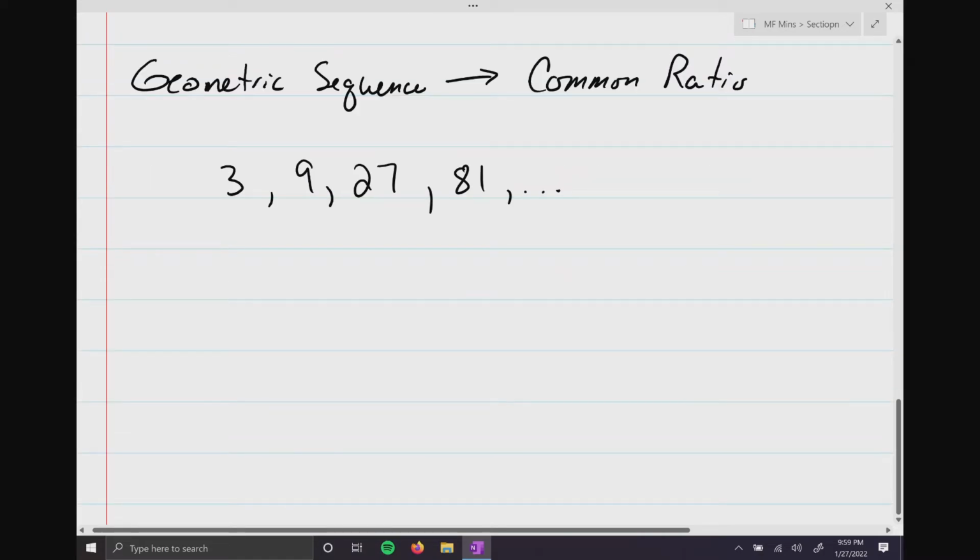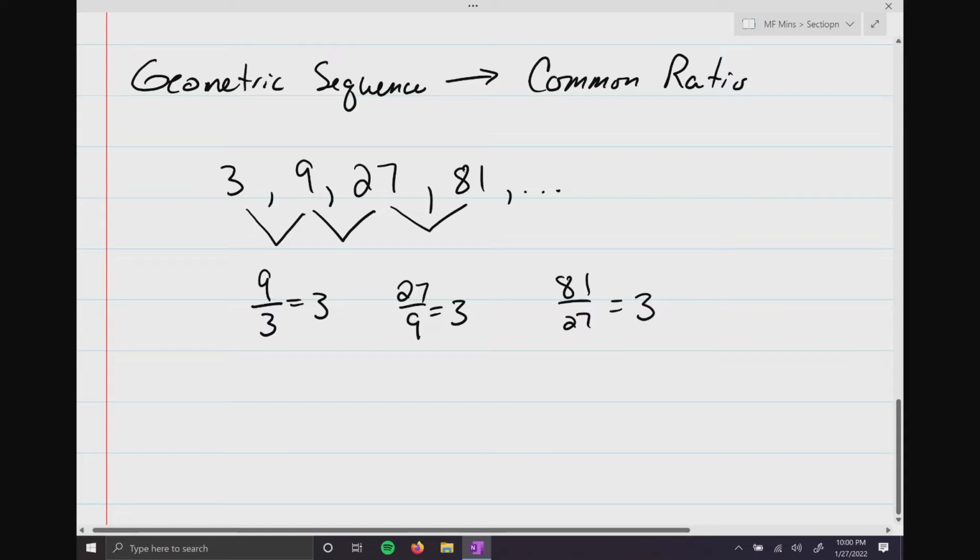So with this sequence, we're going to take 2 numbers and divide them. So if you notice, I get 9 divided by 3, which is 3. Okay? Then we'll take the next 2 numbers. 27 divided by 9, well, that's also 3. And then 81 divided by 27, well, that's also 3. Okay? So I can see here that by dividing the next term by the previous term, we're always coming up with the same exact end result, which is 3.